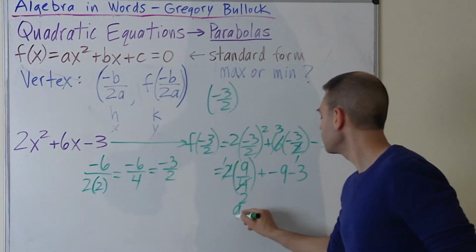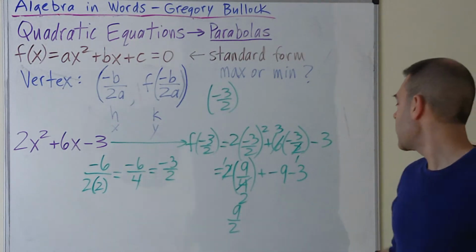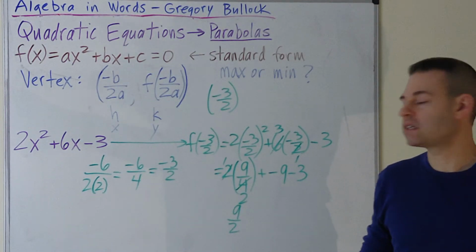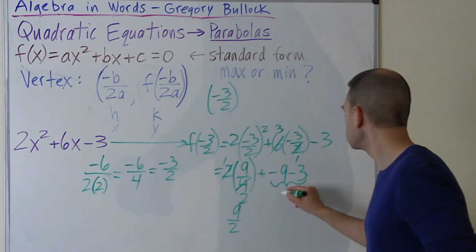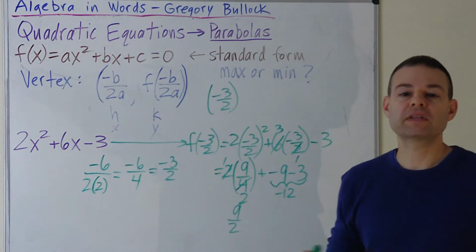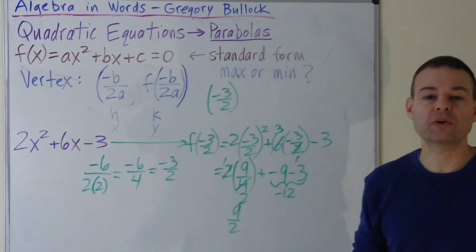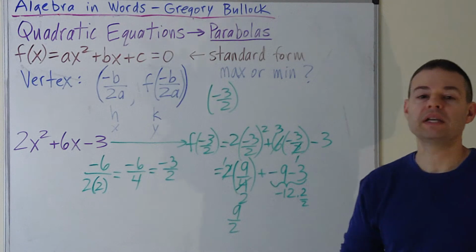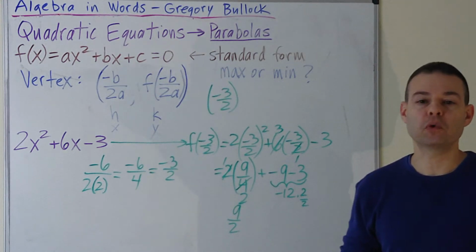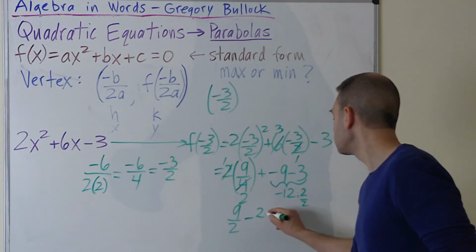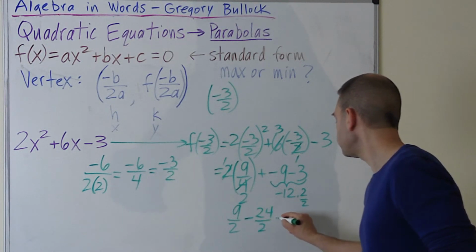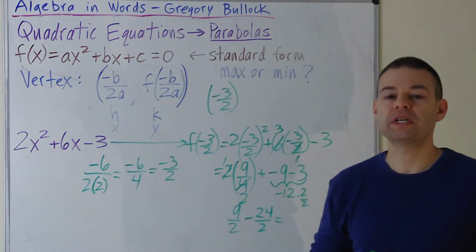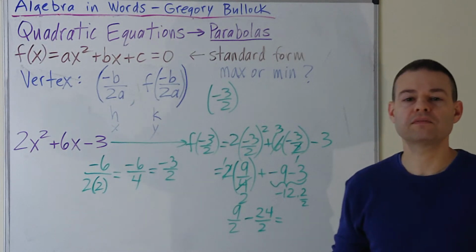We have 9/2. And now since negative 9 and negative 3 makes negative 12, let's convert that into halves so that we can combine that with the 9/2. Hopefully you understand that if we multiply the top and bottom of negative 12 by 2, we get negative 24/2. And when we combine those, we should get negative 15/2.